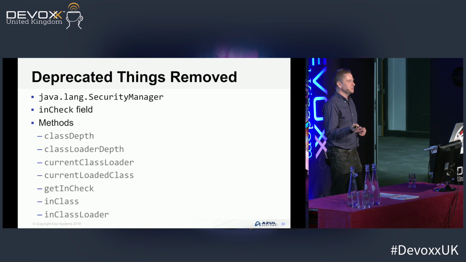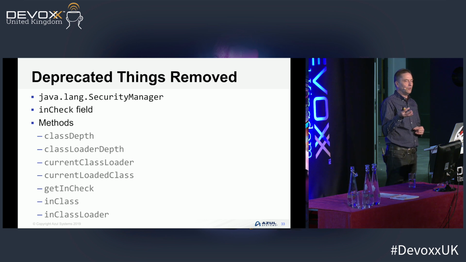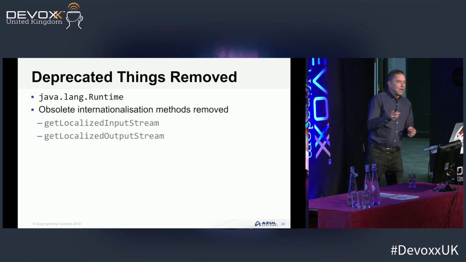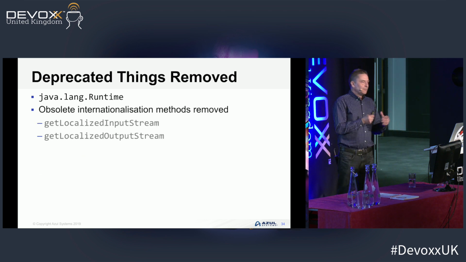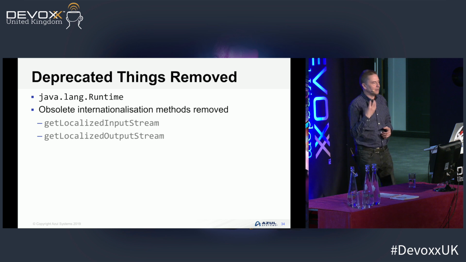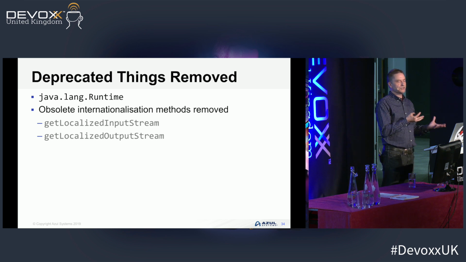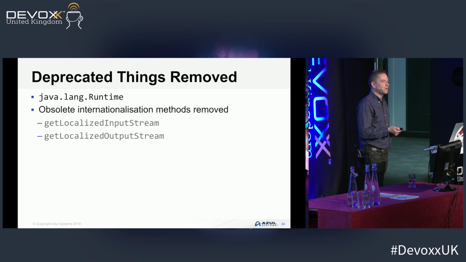You would have seen warning messages about these, and my experience is that very, very few people have used them, if any. java.lang.Runtime. So a couple of things that have been removed here. There's a couple of obsolete internationalization methods: getLocalizedInputStream, getLocalizedOutputStream. Again, my experience talking to developers is that nobody has used these that I've come across yet.